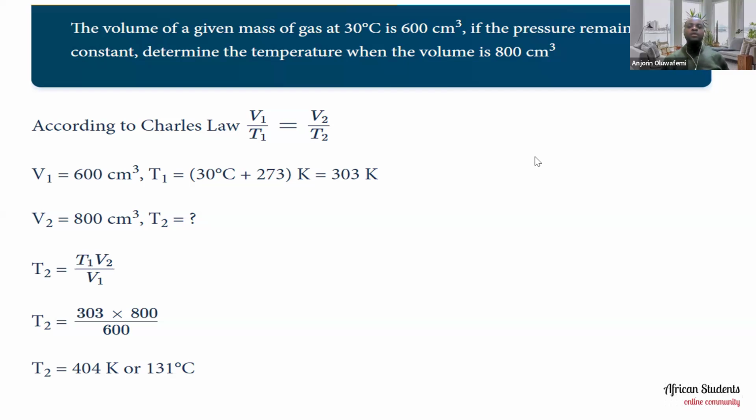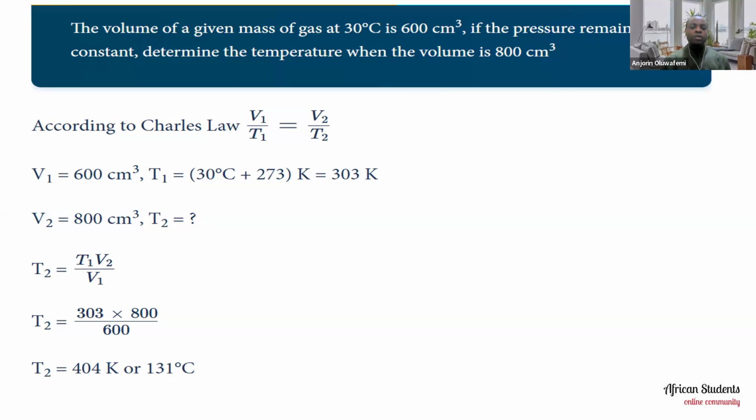So there's a question. It said the volume of a given mass of gas at 30 degrees Celsius is 600 centimeters cubed. If the pressure remains constant, determine the temperature when the volume is 800 cm cubed. Okay. Now, according to Charles' law, V1 over T1 equals V2 over T2. So we've established that from Charles' law.